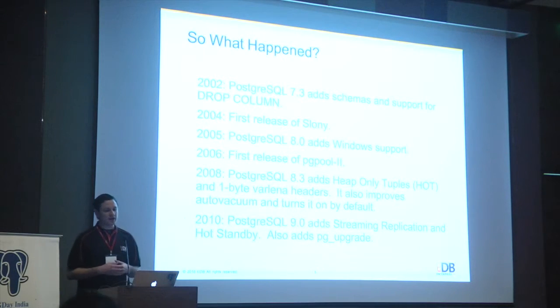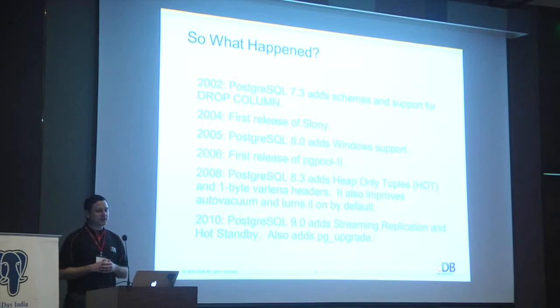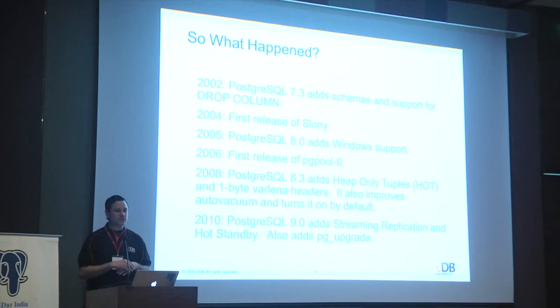I think one of the really big turning points was PostgreSQL 8.3, which added heap-only tuples to the system. Pavan did that work back when he was at Enterprise DB. And single-byte Varlena headers, so everything just got smaller and faster at this point in time. It was a huge step forward for the database. It completely changed the performance characteristics of the system.